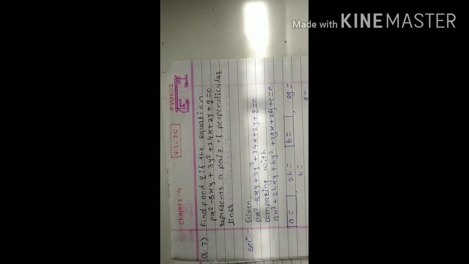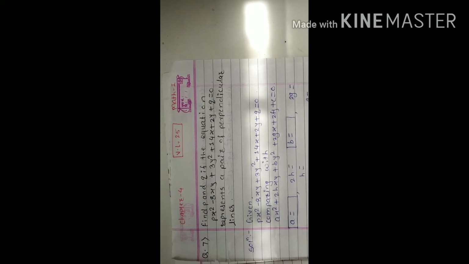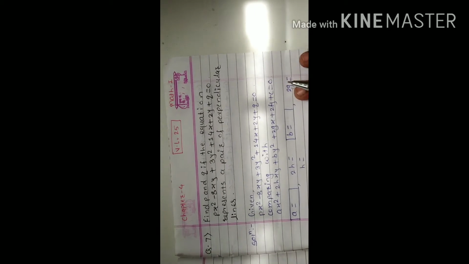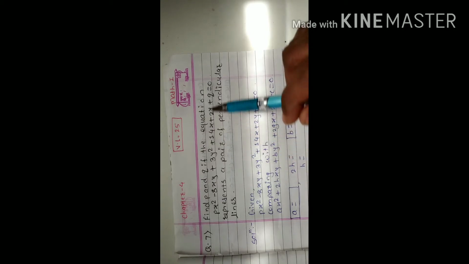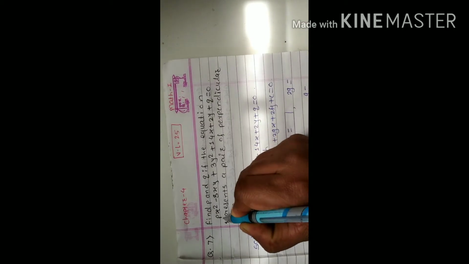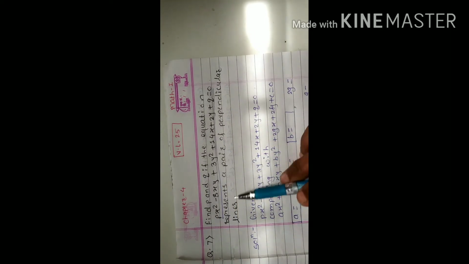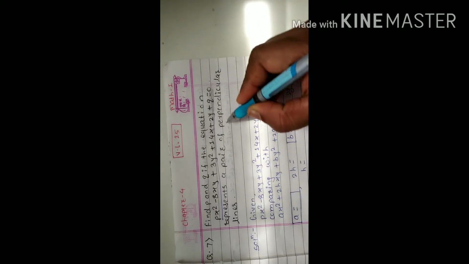Hello students, now we are continuing the next examples of pair of straight lines, exercise 4.3, question number 7. That is, find p and q if the equation px square plus 8xy plus 3y square plus 14x plus 2y plus q is equal to 0 represents a pair of perpendicular lines.